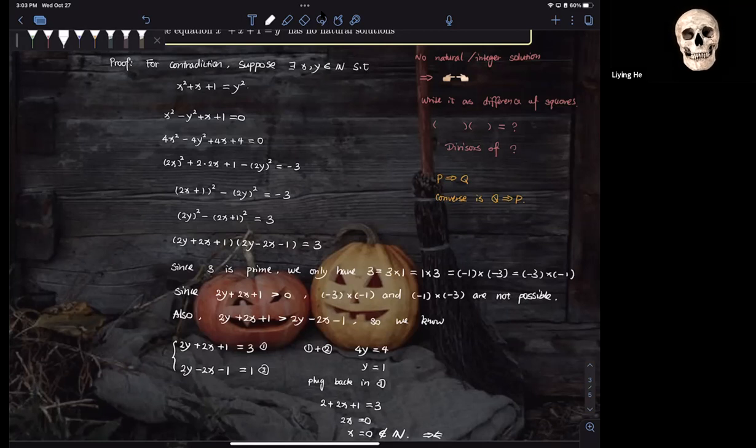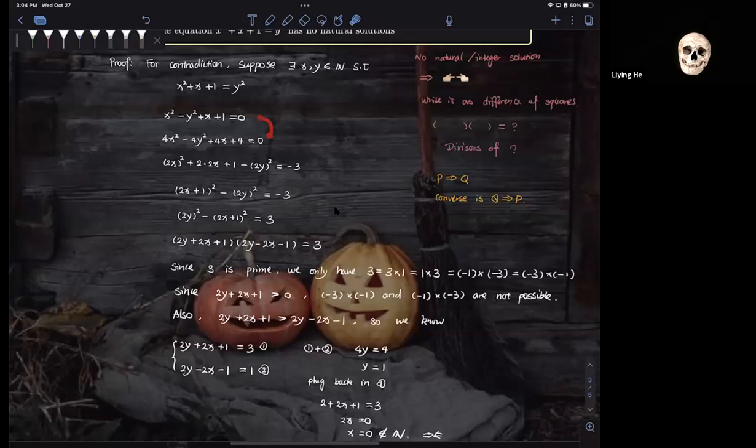Sana, what is your question? Do you mind explaining again after the step where we multiplied by 4? From here to here? No, from the line above that. Here to here. Yeah. Oh, okay.